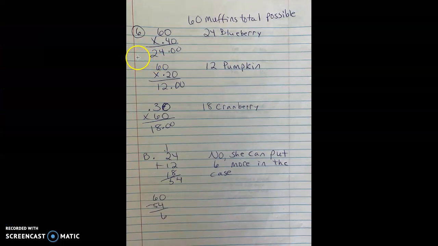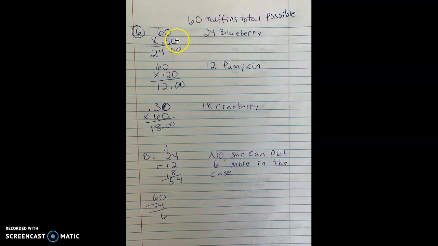For question number 6. So there's 60 muffins possible in the case. So 40% of that is 60 times 0.40 is 24 that are blueberry. 20% are pumpkin, so 60 times 0.20 is 12 pumpkin muffins. 30% are cranberry, so 30 times the 60 is 18 cranberry. When I add these up total, I get a total of 54 muffins. So no, she can still put 6 more muffins in the case because she can put a total of 60. So 60 minus the 54 muffins that she has in there, she can still fit 6 more muffins.